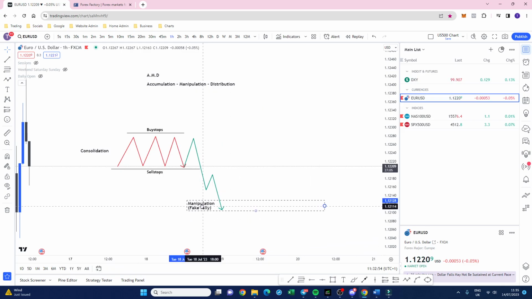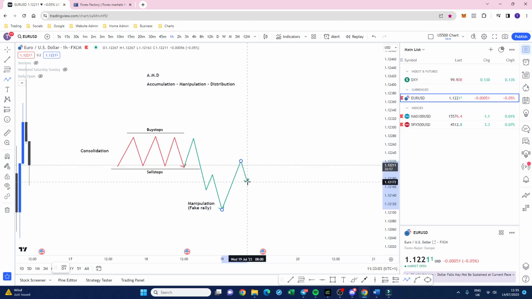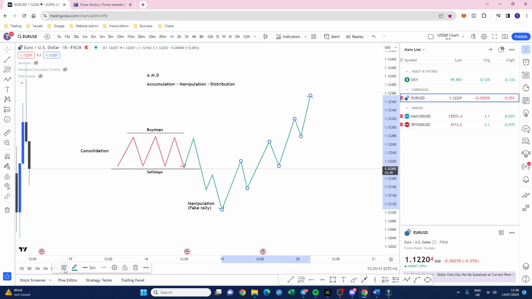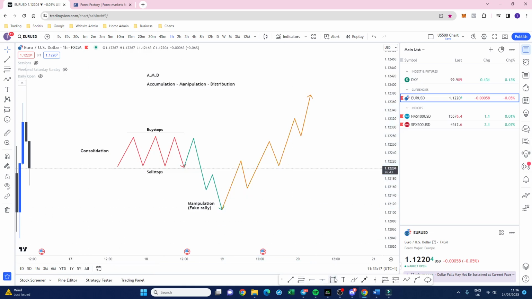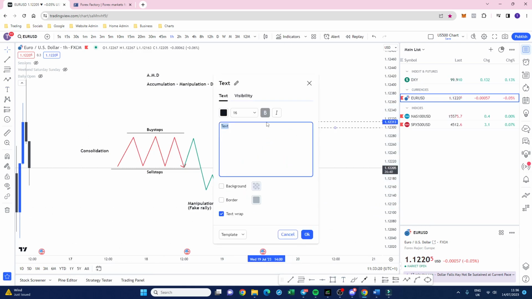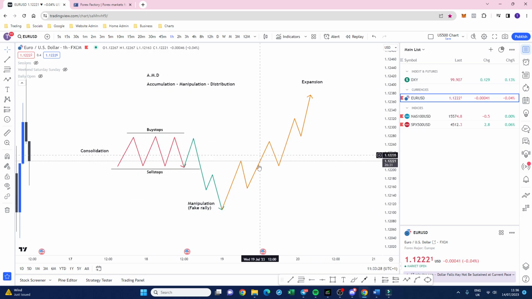So once you see that manipulation, you know it's happening, you know why it's happening. What you end up getting is price typically will start reversing and moving in its intended direction. And this is the distribution side of it. So that is when you end up pushing price in another way. So you can see here price has given it the expansion, if you like. So this is what happens: we accumulate, we manipulate, we distribute. So price pushes higher. And like I said, this is not to be confused with accumulating to buy and distributing to sell. This is AMD.